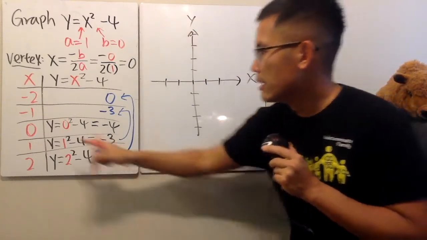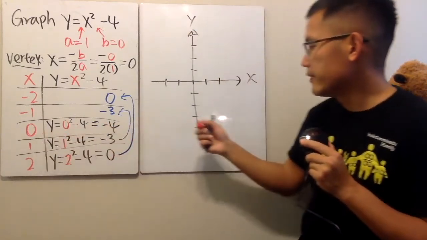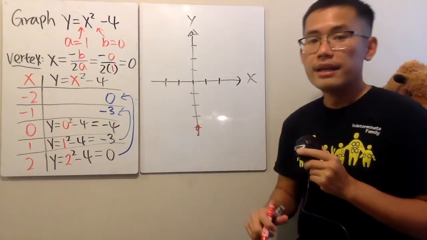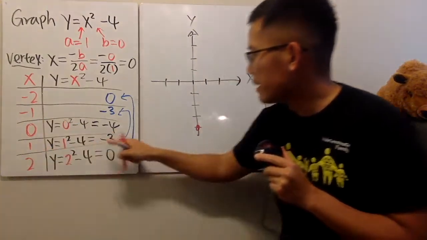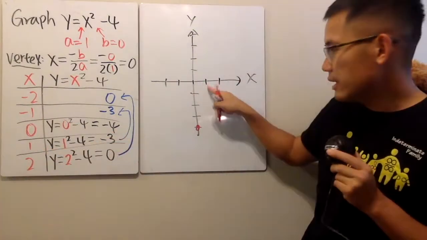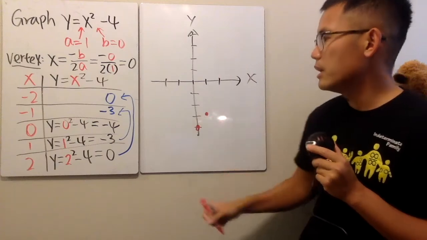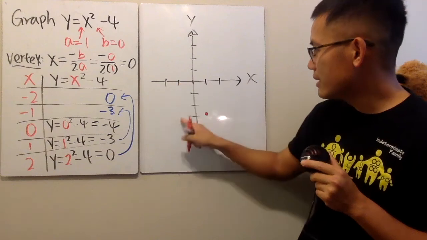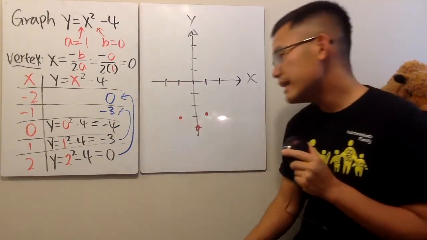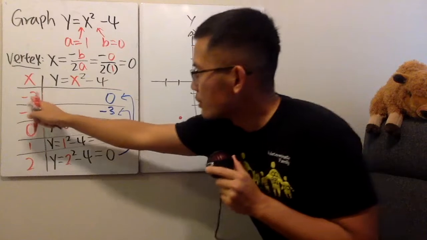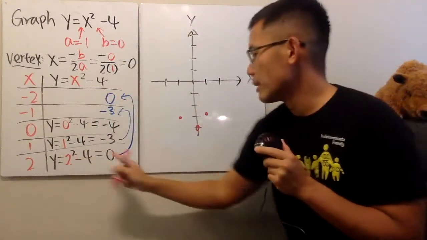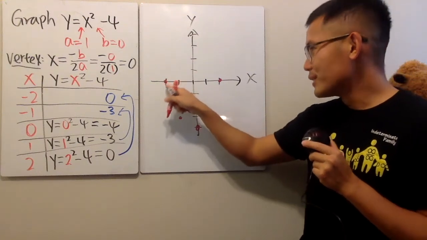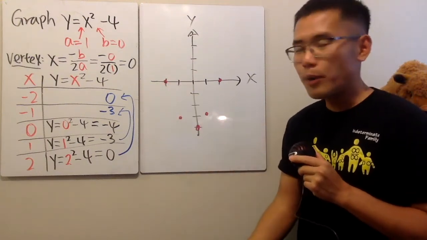All right, first point. Vertex 0, negative 4. 0, negative 4 is down here. Next, we have 1, negative 3. Here is x is equal to 1. Go down, so we have 1, negative 3. And we also have negative 1, negative 3. And then 2, 0, also negative 2, 0. 2, 0 is right here. Negative 2, 0 is right here. So here are the 5 points.